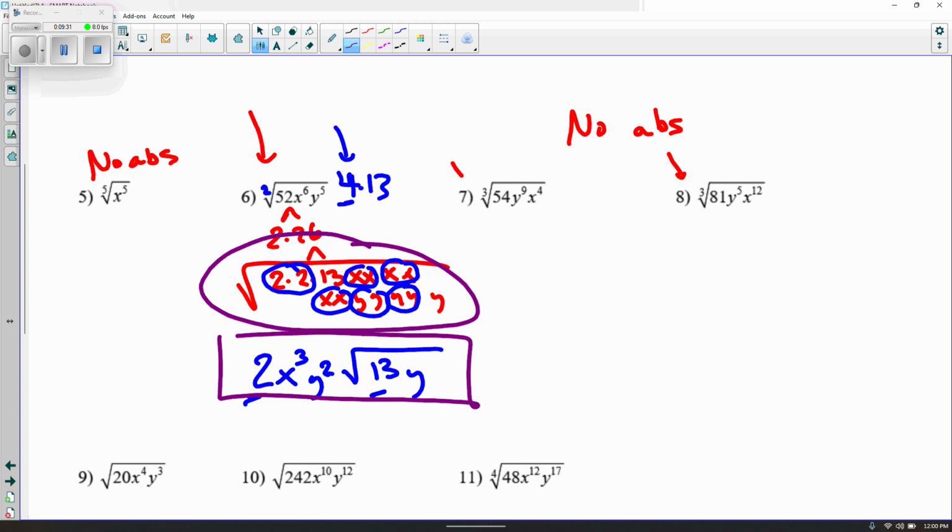Jason's shaking his head because he knows what's up. Absolute value symbols, right? We need absolute values around the x to the 3rd power. Only around x to the 3rd. You don't need anything else.